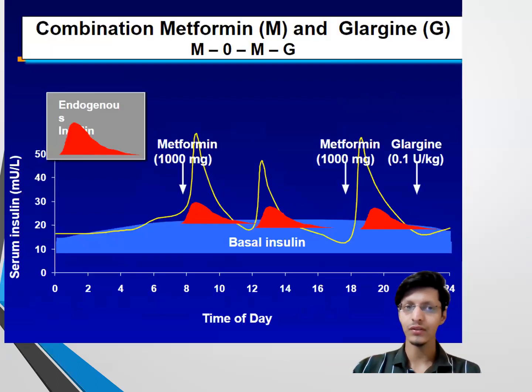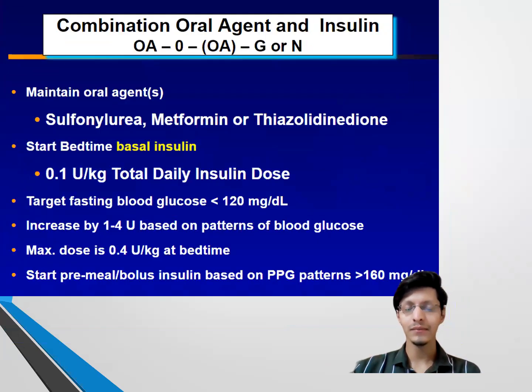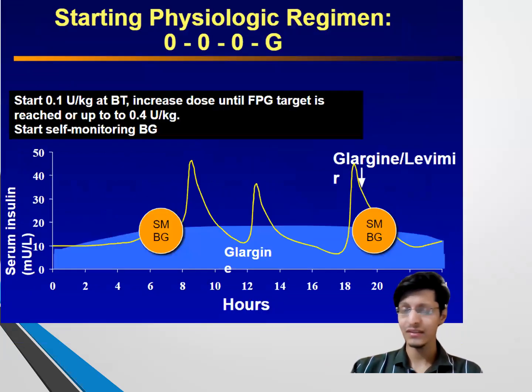And this is very good, best one, it mimics the physiology of the body. Then we can also give it along with the metformin, like हमने metformin before breakfast दिया, before dinner दिया, और उसके साथ हमने एक ग्लाजिन ऐड कर दिया 0.1 यूनिट पर केजी। अगेन हमने ग्लिमिप्राइड ऐड कर सकते हैं इन द सिमिलर वे। ओरल एजेंट एंड इंसुलिन, I personally am not very fond of this regimen.